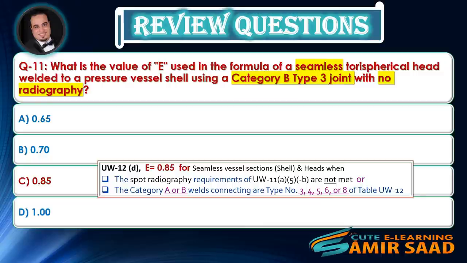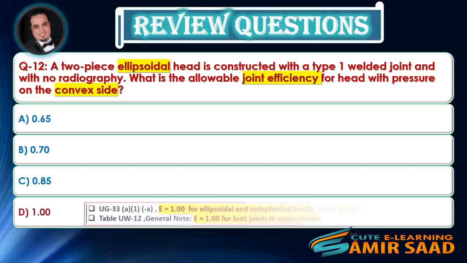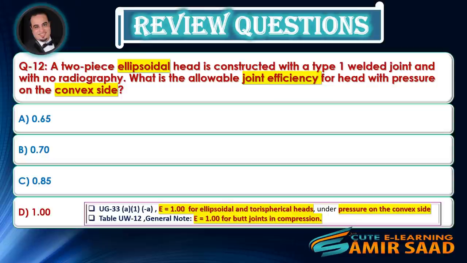Question number 12. A two-piece ellipsoidal head is constructed with a type 1 welded joint and with no radiography. What is the allowable joint efficiency for the head with pressure on the convex side? Answer is D.